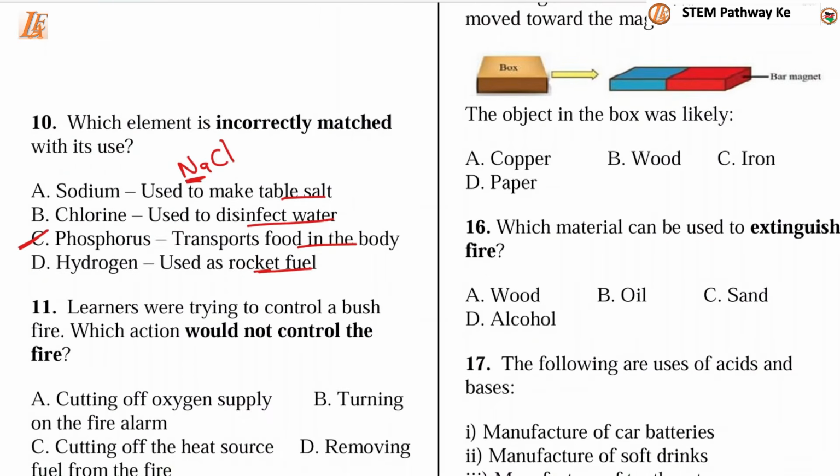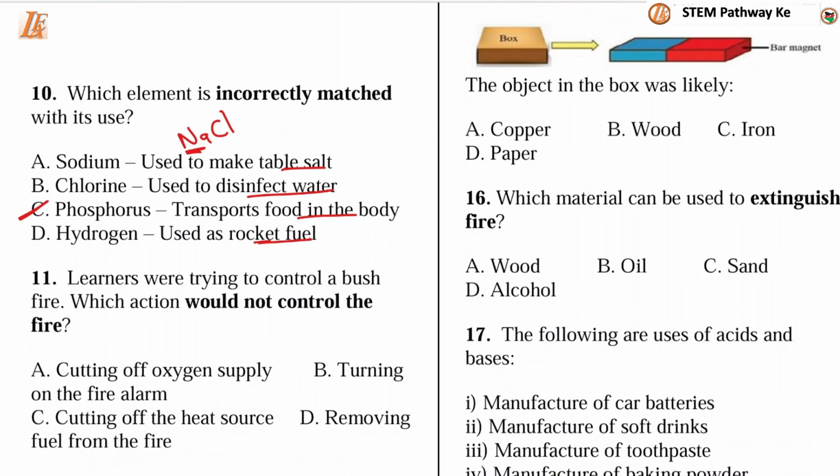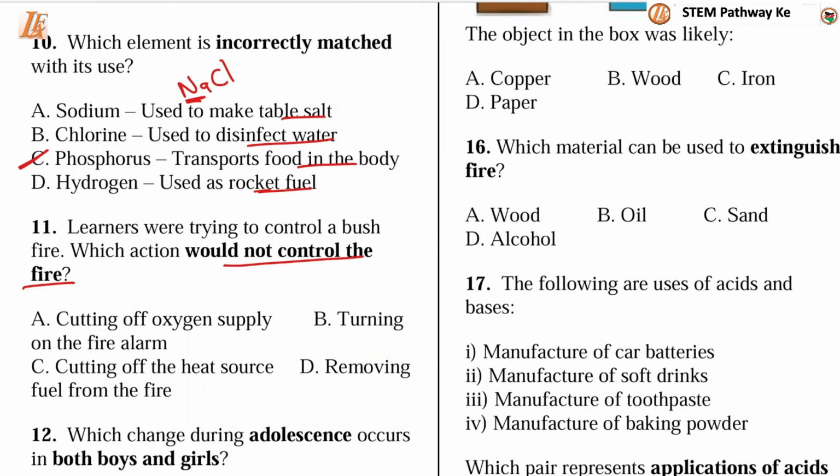Question 11. Learners were trying to control a bush fire. Which action could not control the fire? So in this case, for you to control fire, you have to remove the components of the fire triangle. And in the fire triangle, we have the source of heat, then we have fuel, and then we have oxygen. So in this case, for you to control fire, let's see, A, cutting off oxygen. This one is a way of controlling fire.